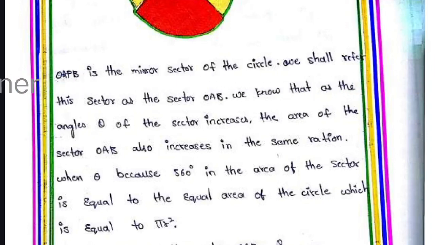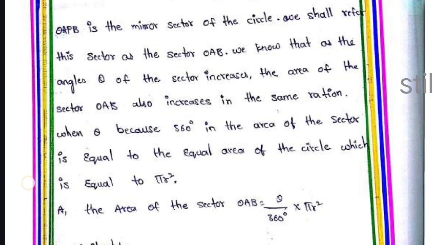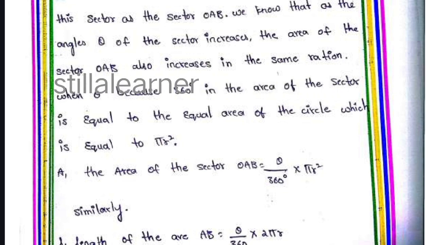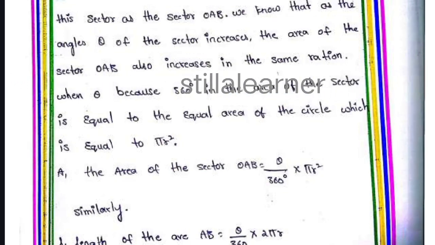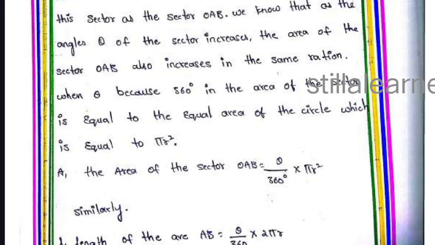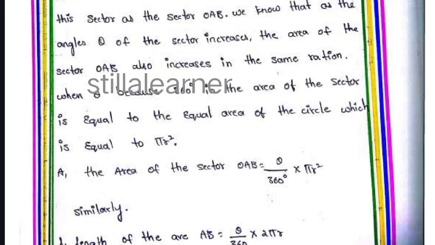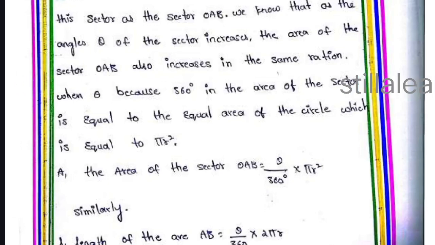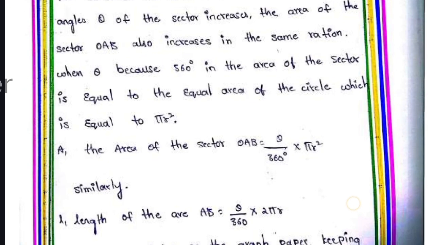OAB is the minor sector of the circle. We shall refer to this sector as the sector OAB. We know that as the angle theta of the sector increases, the area of the sector OAB also increases in the same ratio. When theta becomes 360 degrees, the area of the sector is equal to the area of the circle, which is equal to pi r square. Then A, the area of the sector OAB, equals theta divided by 360 degrees multiplied by pi r square.